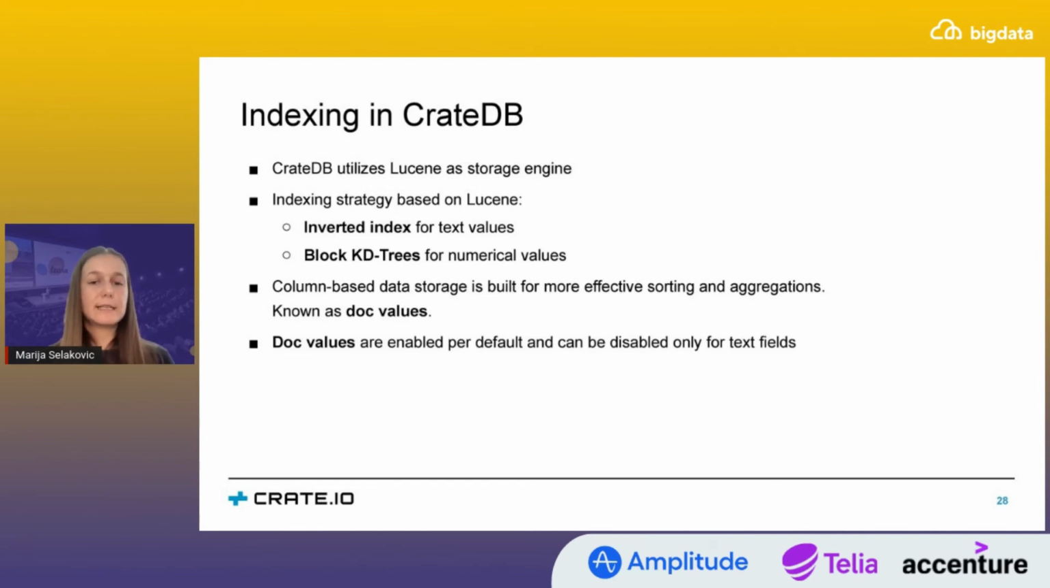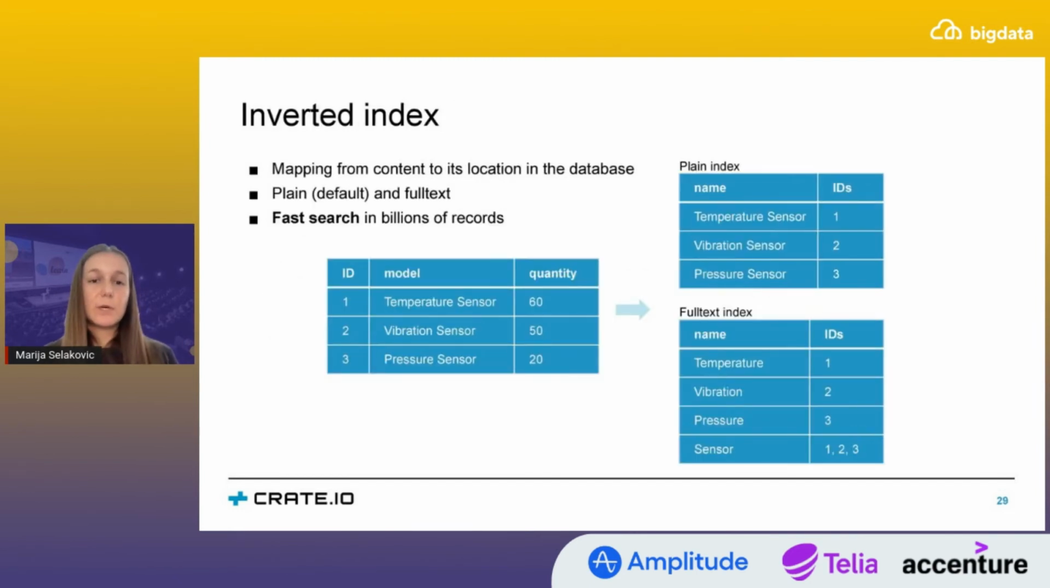And of course, indexing can also be disabled by the user in case you are pretty sure you don't need to index certain columns. So inverted index, how does it work? It actually maps the content of the column to the document ID in the database. And there are two types of inverted indexes that CrateDB supports, plain and full text index.